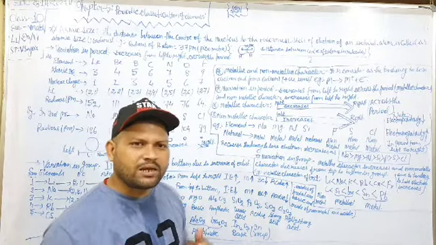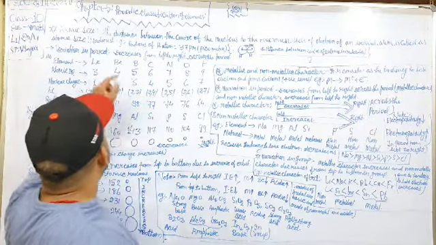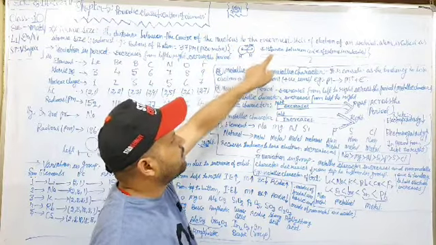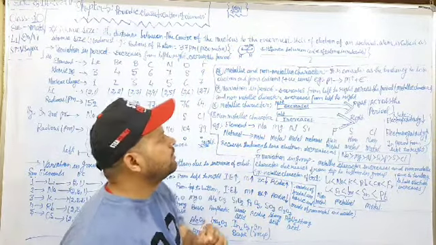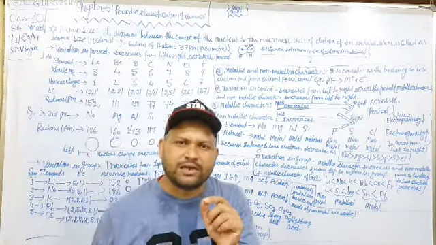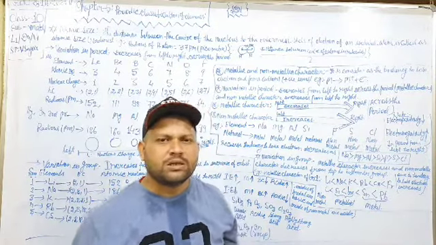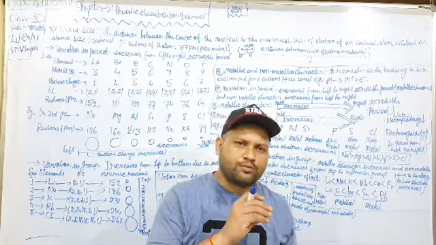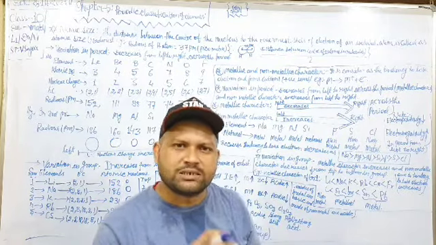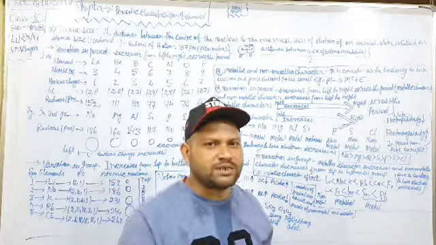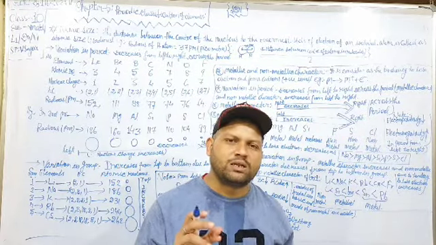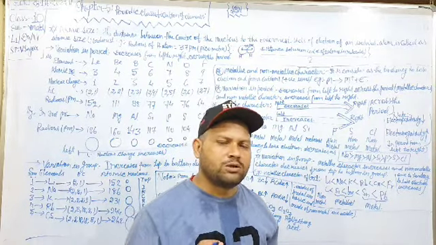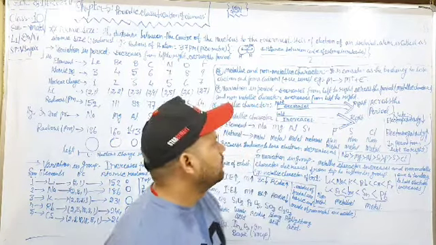Then how can we define it? We can define it as the distance between the center of the nucleus and the outermost shell of electrons of an isolated atom, and this is called atomic size. It means the distance from the center of the nucleus, where the protons are present, to the outermost orbit is termed atomic size of that atom.